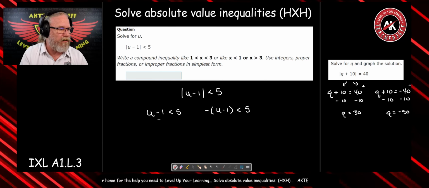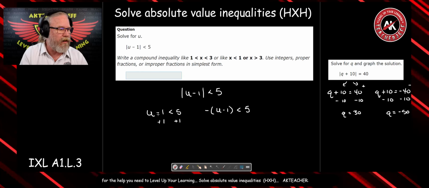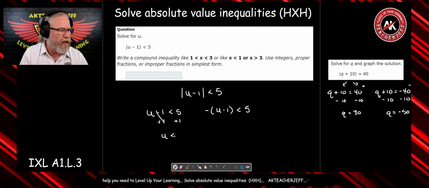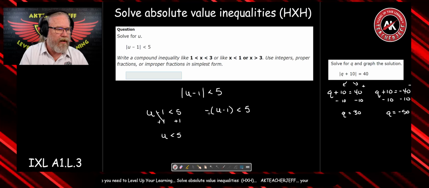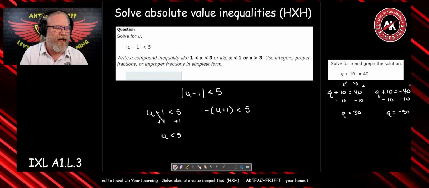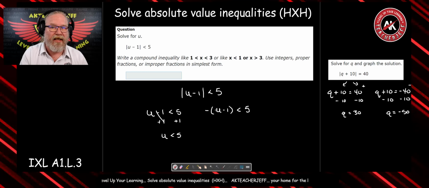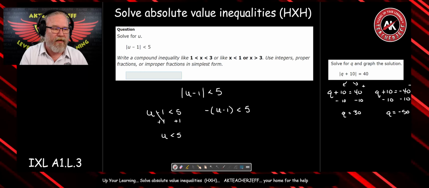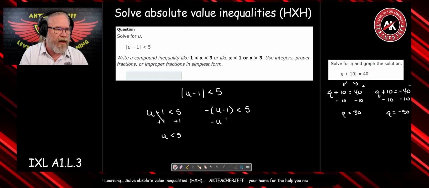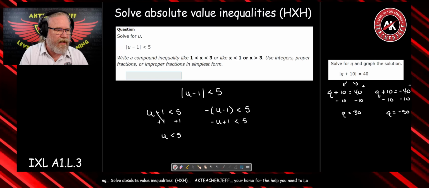Now let's go ahead and solve. Let's add 1 to each side. We do to one side, we do to the other. Those ones cancel each other. You leave me with U less than 5. And then the other one, this means the opposite of the quantity of U minus 1. Basically, what this negative sign out front does is it changes the signs of everything inside the parentheses. So my positive U becomes a negative U. My negative 1 becomes a positive 1. Bring down my less than sign and 5.